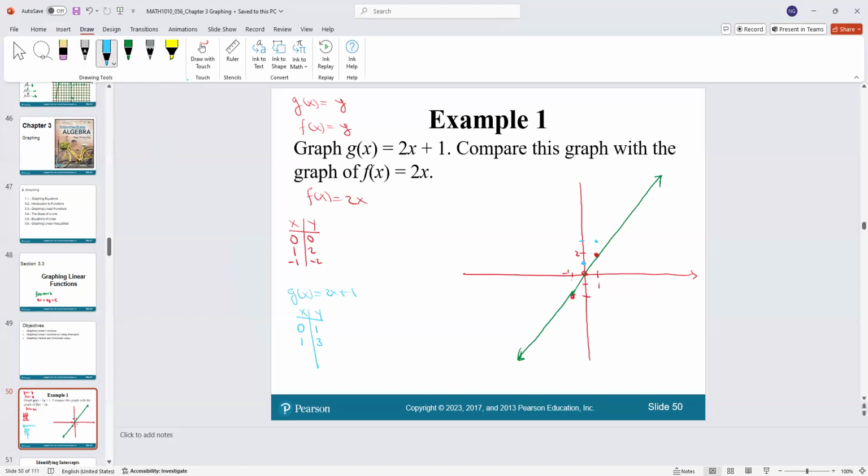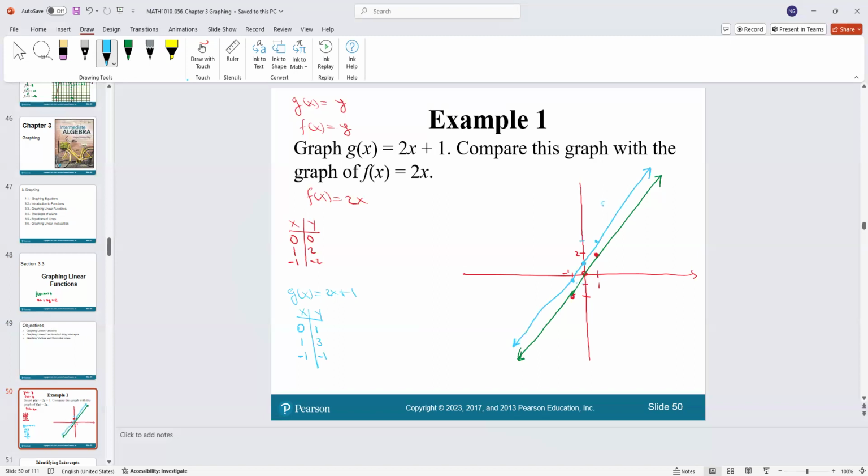When x is negative 1, for example, 2 times negative 1 is negative 2, plus 1 gives us negative 1. When x is 1, y would be 3, and this is the other point right here. So if I try to connect those dots, you understand it's going to be parallel to the first one. It's really parallel, even though you don't see it here, but definitely it's going to be parallel.